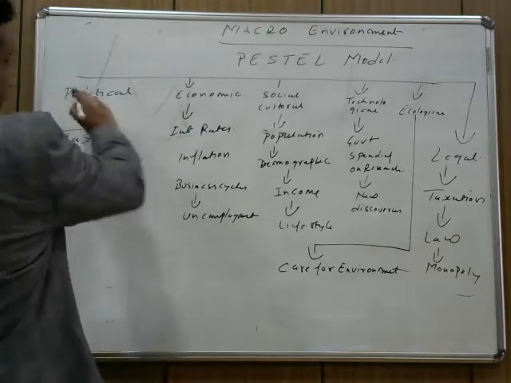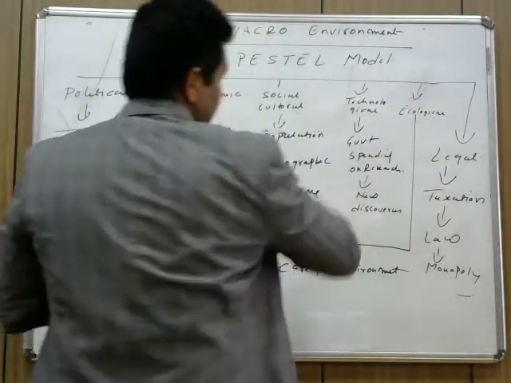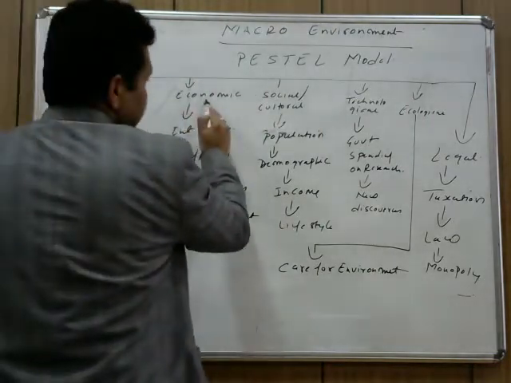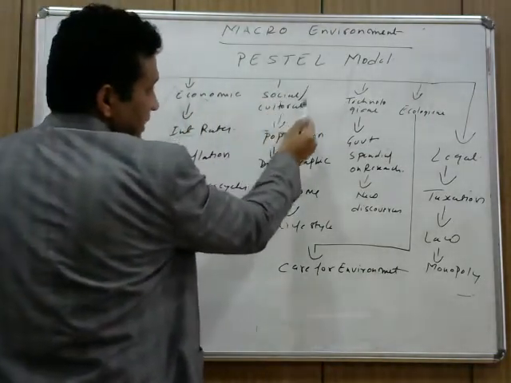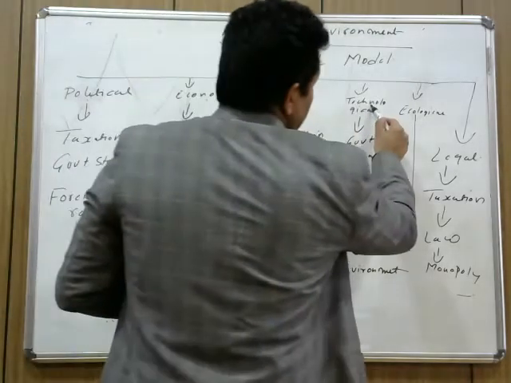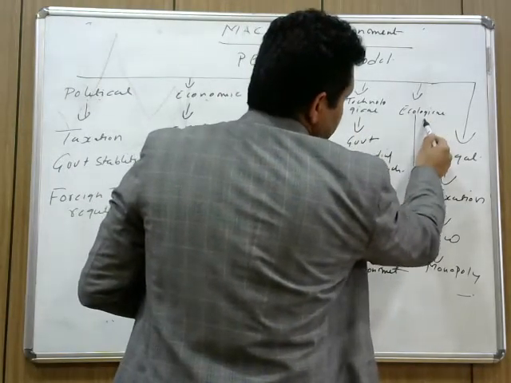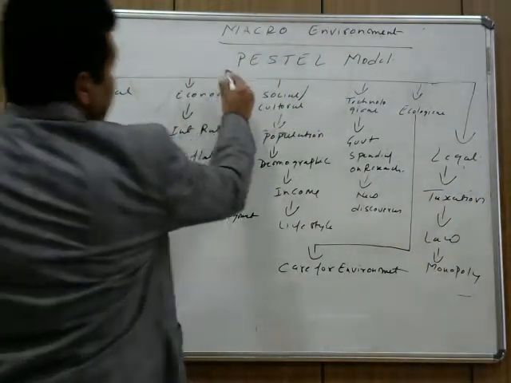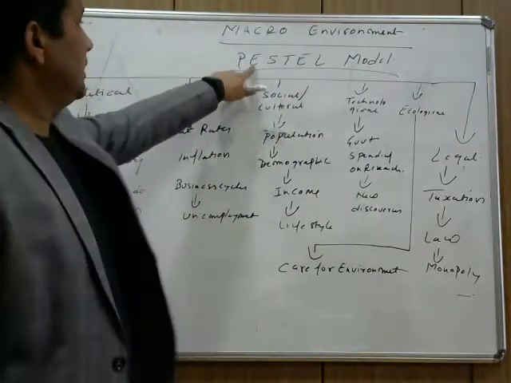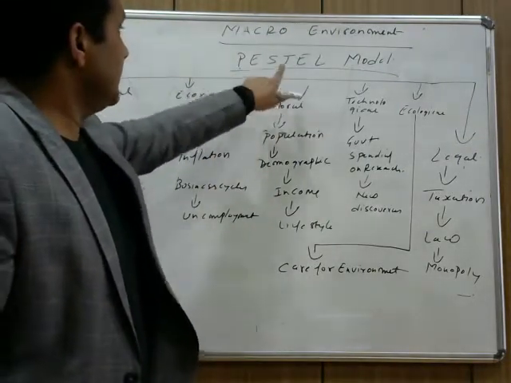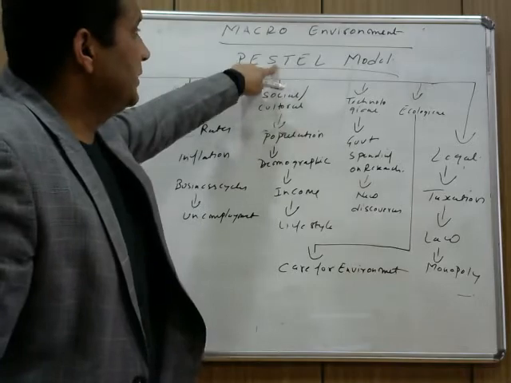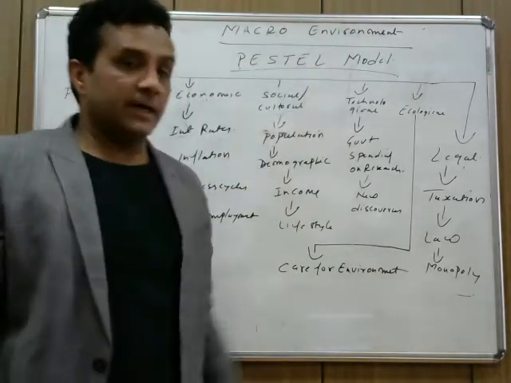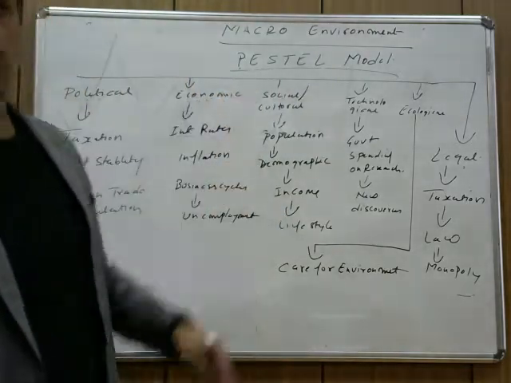The first one is the political factor. The second one is the economic factor. The third one is the social and cultural factor. Then the technological factor, ecological factor, and legal factor. So we call it the PESTEL model. P for political, E for economic, S for social and cultural, T for technological, E for ecological, L for legal factors. So we call it the PESTEL model.